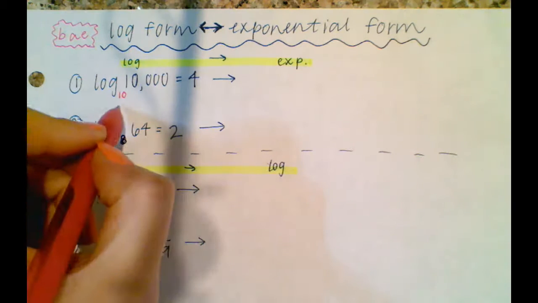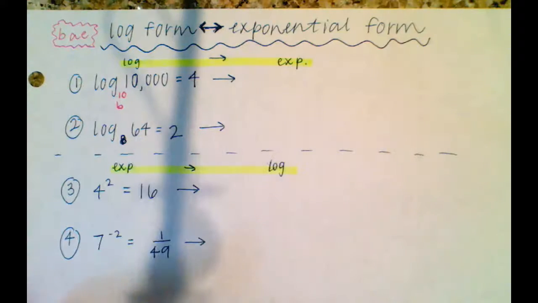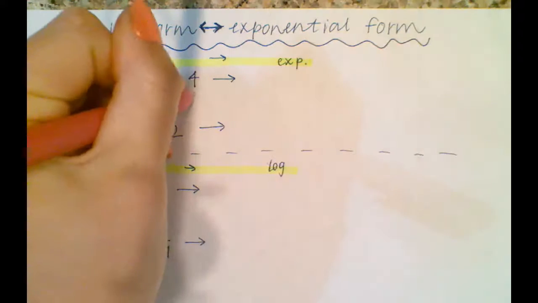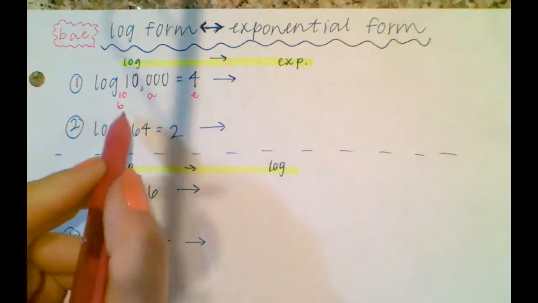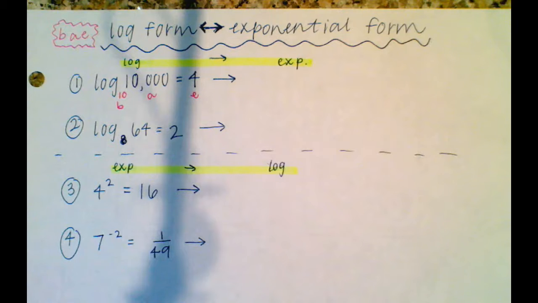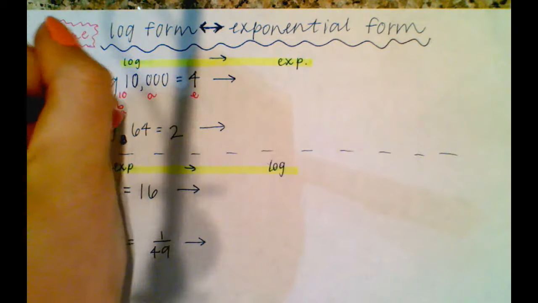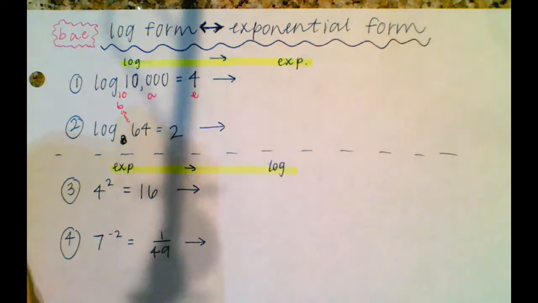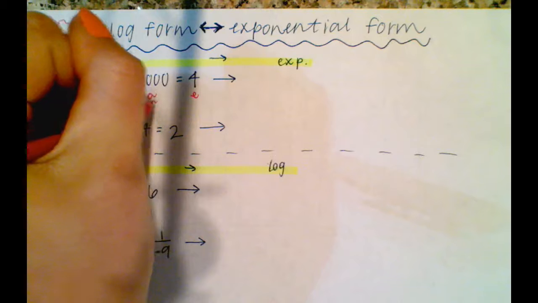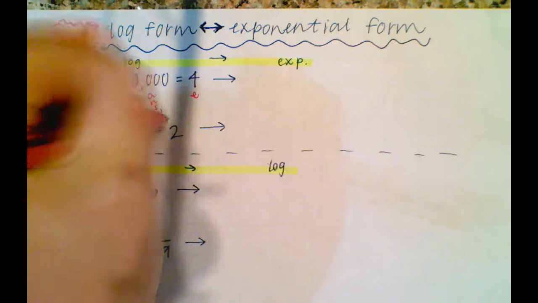Now, that is where you start to spell out the word bae, B-A-E, okay? The B is going to stand for the base, A is going to stand for your answer, and E is going to be the exponent.